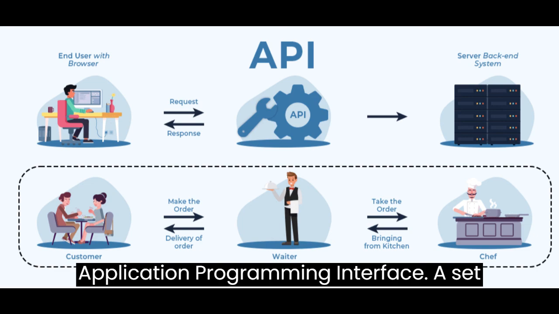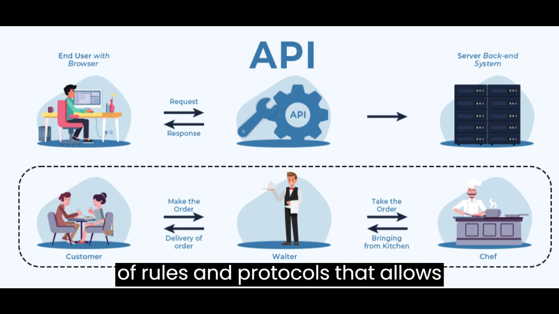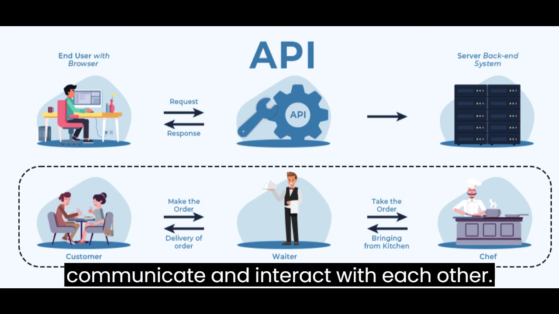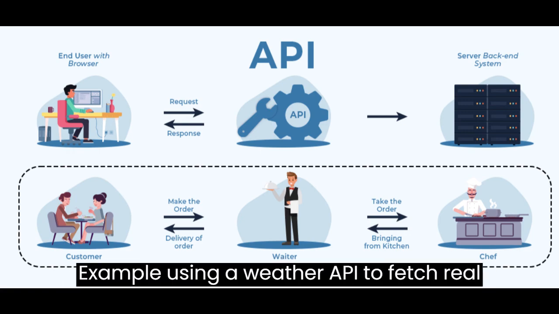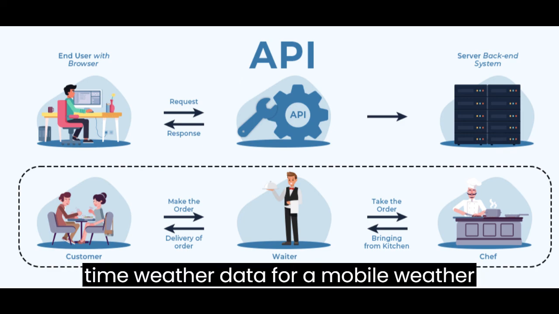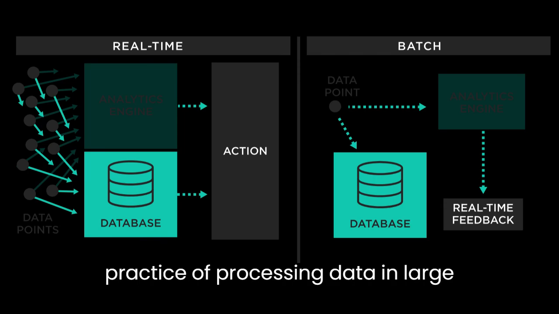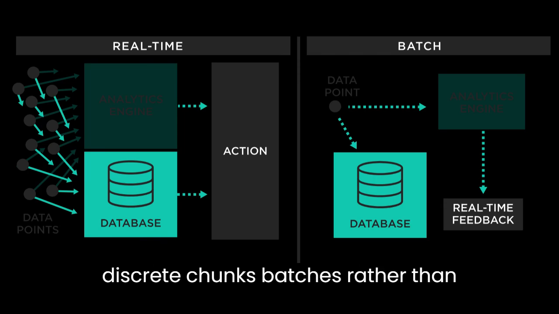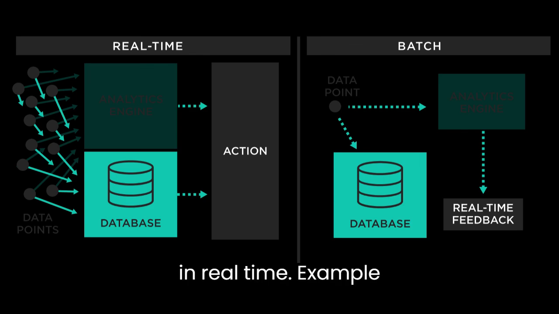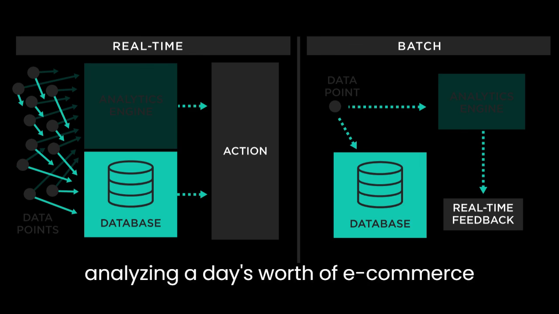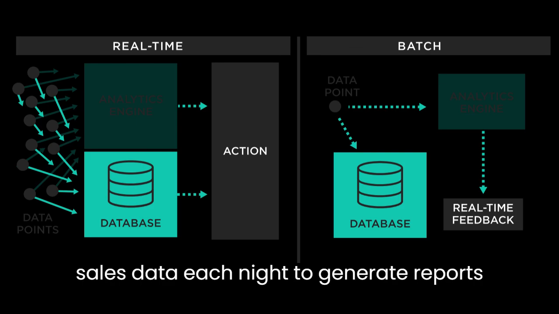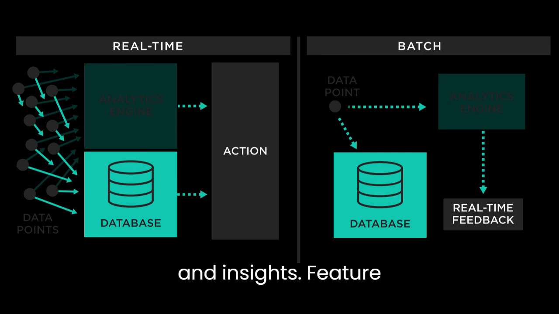API, Application Programming Interface, a set of rules and protocols that allows different software applications to communicate and interact with each other. Example, using a weather API to fetch real-time weather data for a mobile weather app. Batch processing, the practice of processing data in large, discrete chunks, batches, rather than in real time. Example, analyzing a day's worth of e-commerce sales data each night to generate reports and insights.